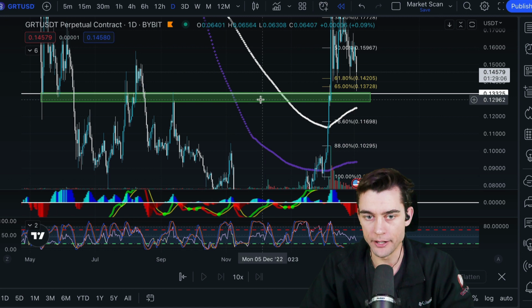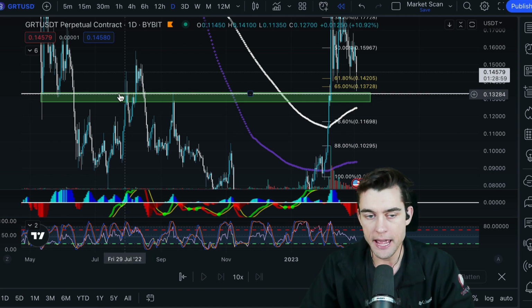And also I noticed that this is a big resistance area right here and a big resistance area right here and right here. And before that, it was a big support area right here and right here.